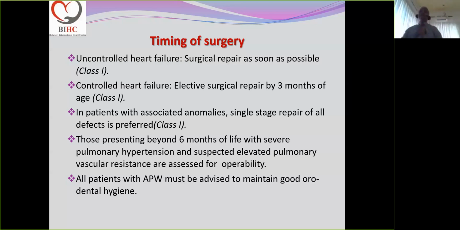They will have to be critically evaluated for operability. And we would also recommend that all patients with AP window maintain good oral and dental hygiene because the risk of endocarditis is definitely there.